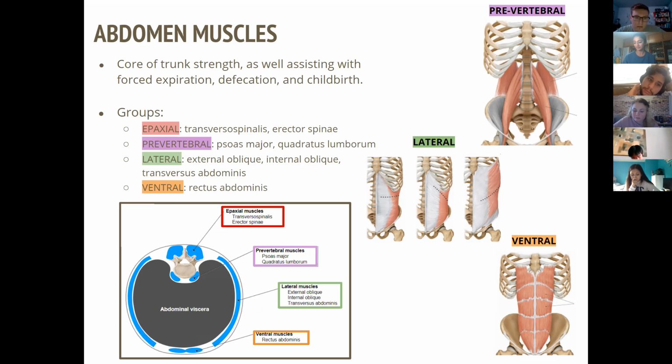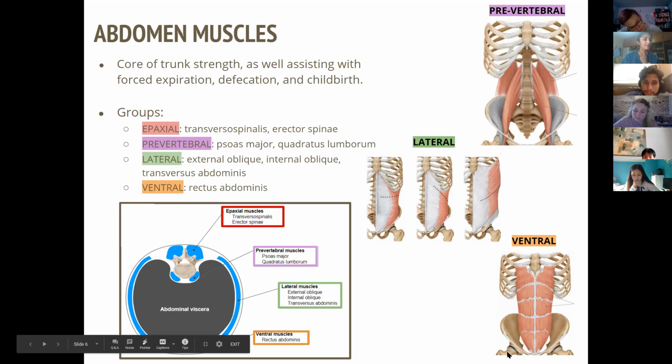Hopefully good. All right, so now at this point we have a full sheet of our axial muscles. We have all of our trunk muscles laid out. Does anyone have any questions on any of the trunk? Any questions on how it's organized? Nothing at all. Okay, we'll keep moving.